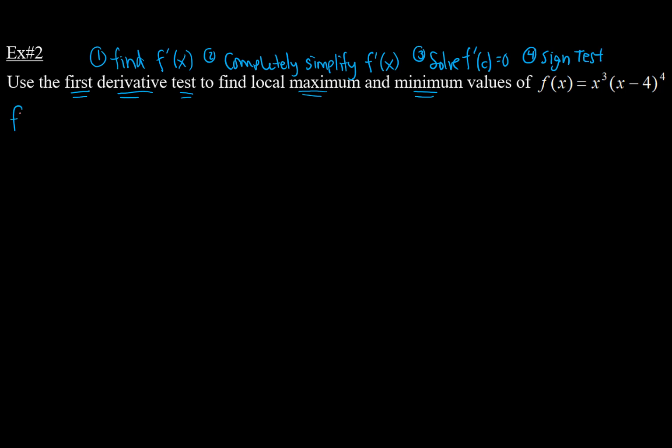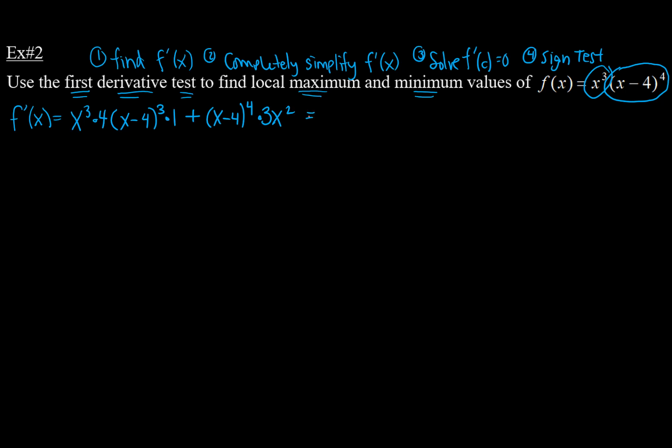All right, so let's take the derivative of f of x. So we need to use product rule because I have x cubed times x minus 4 to the 4th. So I'm going to take the first times the derivative of the second. And the derivative of the inside is 1, so I could write that there, but I don't need it. And then product is plus. And then I'm going to take the second, and I'm going to multiply that by the derivative of the first.